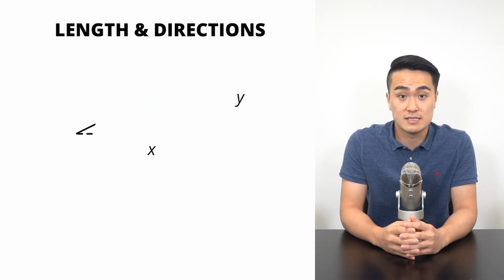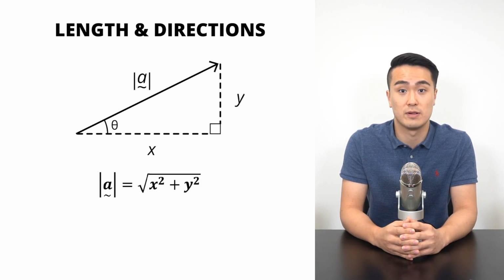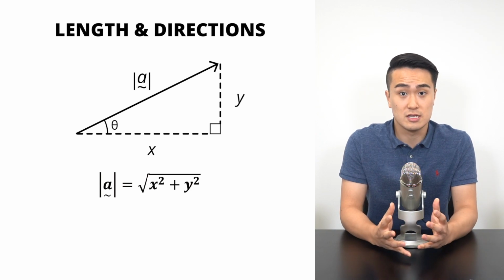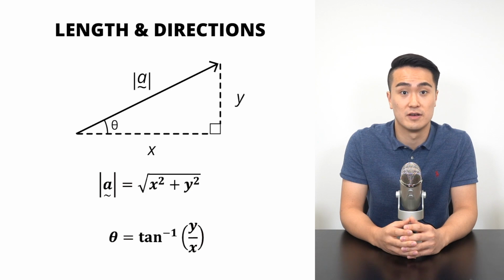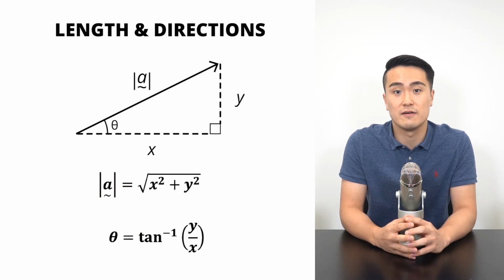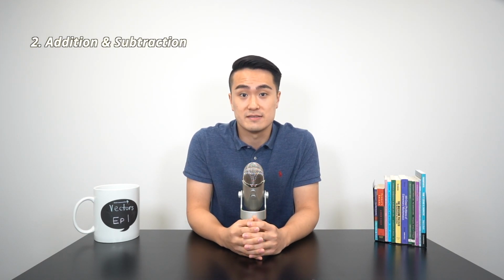Now, using Pythagoras' theorem, we can find the length of a vector as the square root of x squared plus y squared. And using basic trigonometry, we can deduce the direction of a vector as tan inverse y on x. Just be careful of the quadrants when looking for theta. Now that we know the basic properties of vectors, let's try to understand how to use mathematical operations with vectors.